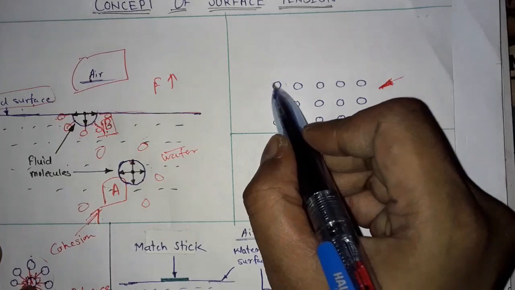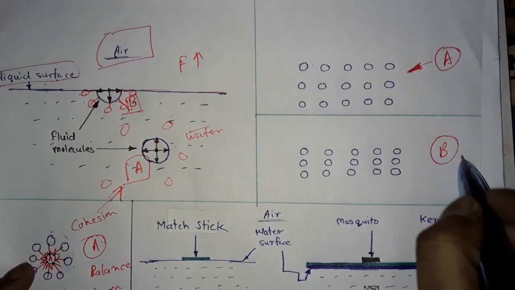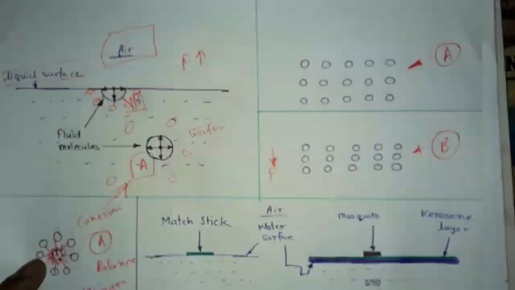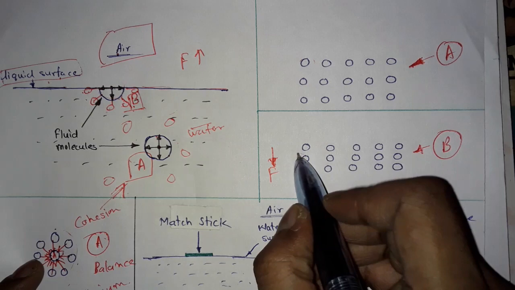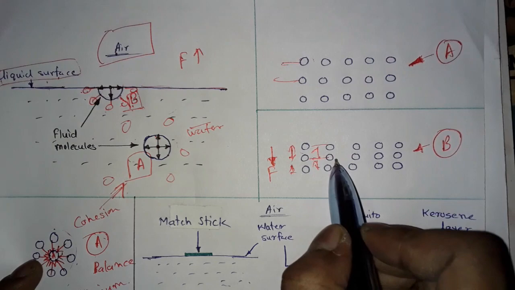This is the normal position of all molecules as we have seen in case A. This is case A condition, and at the surface, that is case B condition, due to the increase in the downward force, these molecules come closer to each other. As we can see, this distance is greater and comparatively this distance is small. These molecules shrink like this at this surface.